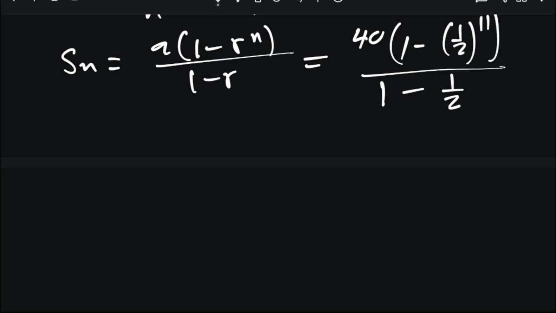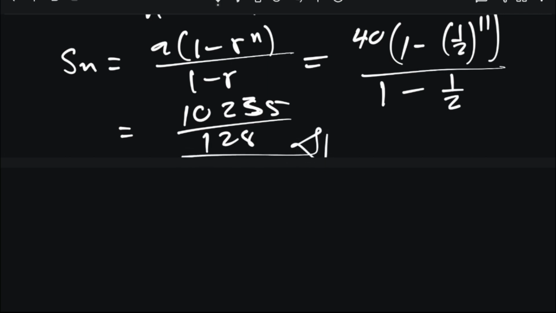So now you can use a calculator for this. Using a calculator we get 40 times 1 minus (1/2) to the power 11, all that divided by 1 minus 1 over 2. And we get the final answer is equal to 10,235 all divided by 128. So this is our final answer right here.